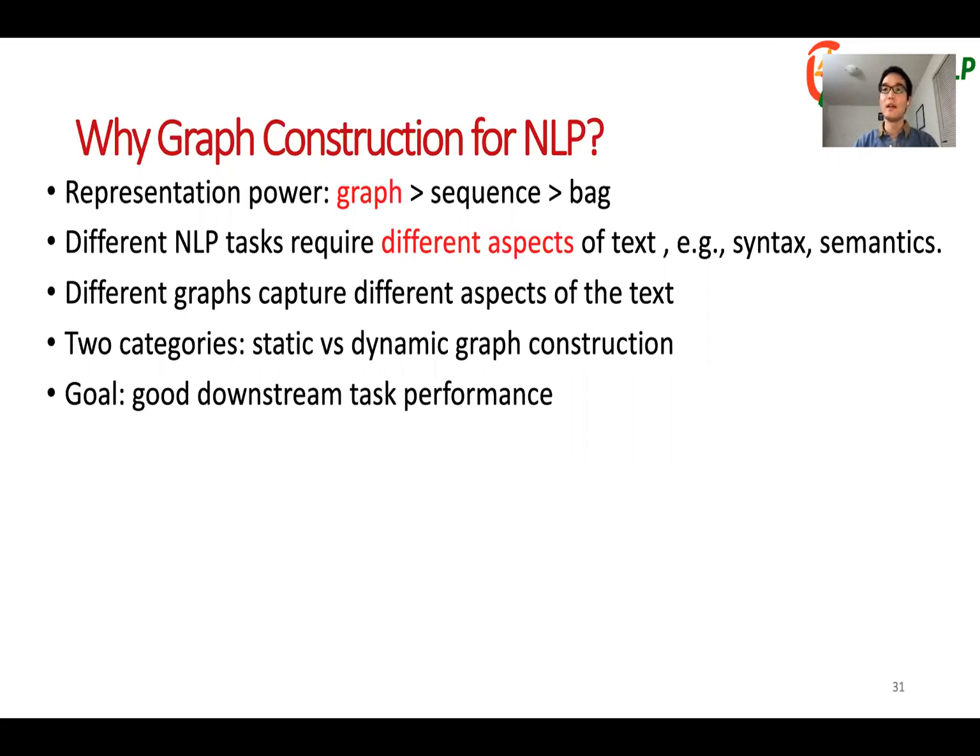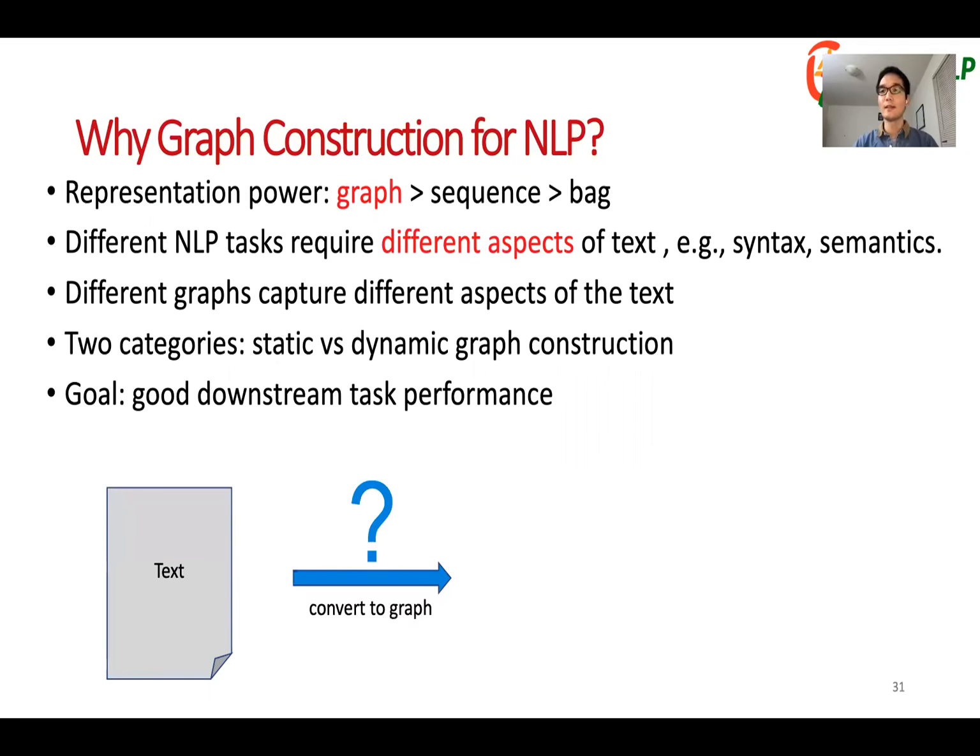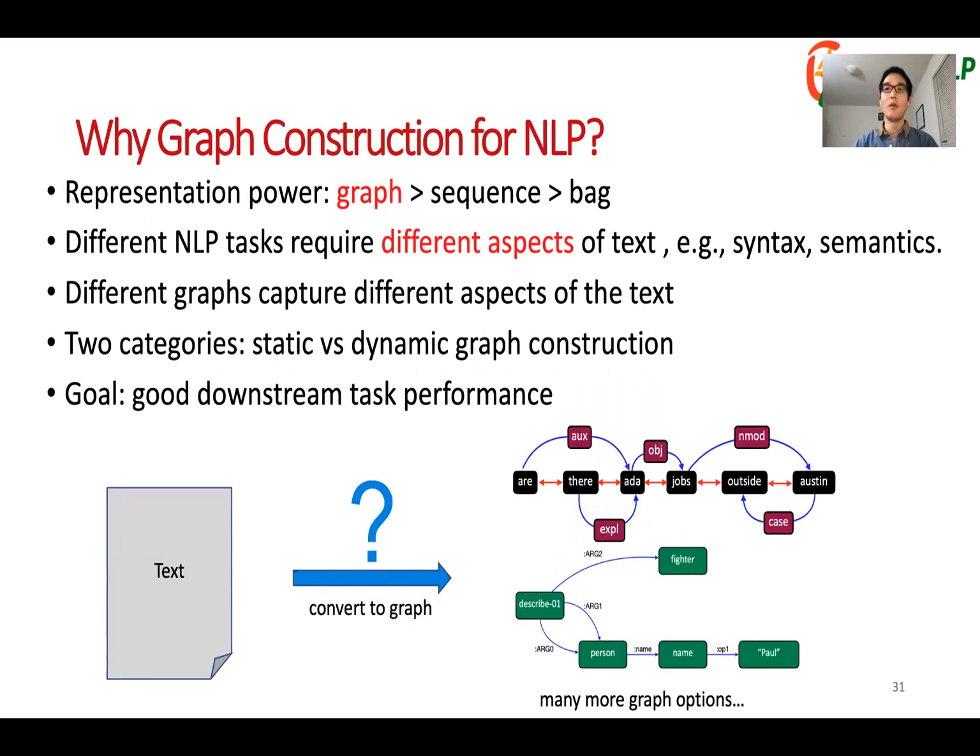We know that different NLP tasks require different aspects of text, such as syntax and semantics. In the meanwhile, different graphs capture different aspects of the text. Therefore, how to convert a text to a graph is an important yet challenging question, which really depends on what aspects of information we want to capture in a text graph. In general, we group various graph construction approaches into two categories: static graph construction and dynamic graph construction. We will introduce each of them and summarize their properties next.